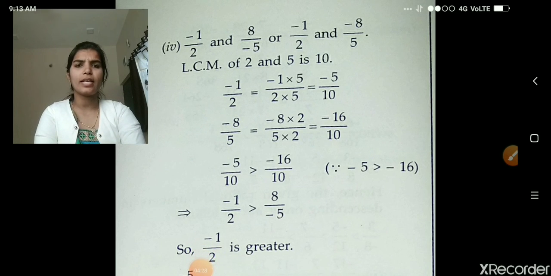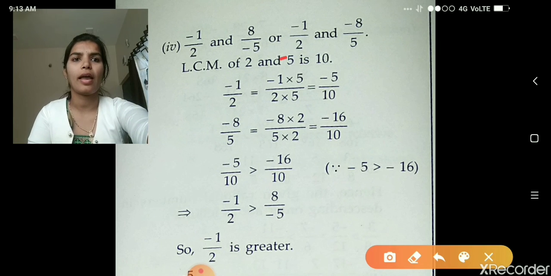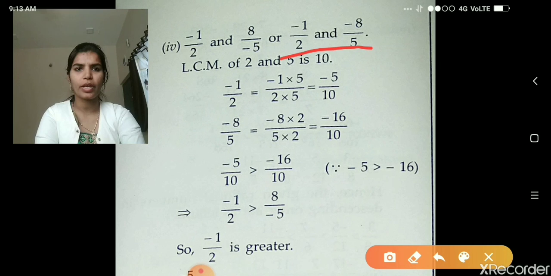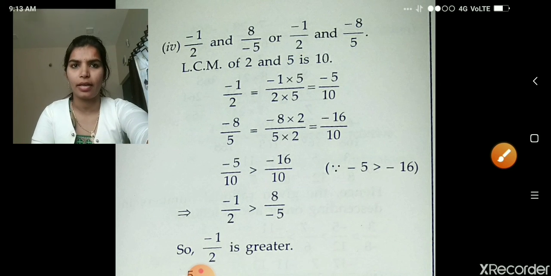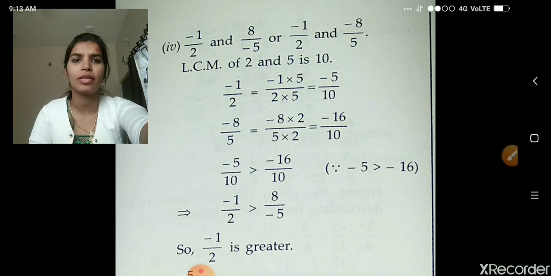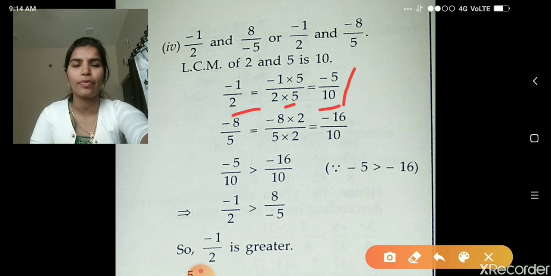In the next example, minus 1 by 2 and 8 upon minus 5 are given. We can also write these as minus 1 by 2 and minus 8 upon 5. The LCM of 2 and 5 is 10. Here also we have to make the denominator 10. So our first rational number is minus 1 by 2. To make the denominator 10, we multiply the numerator as well as the denominator by 5. So our first rational number becomes minus 5 upon 10.